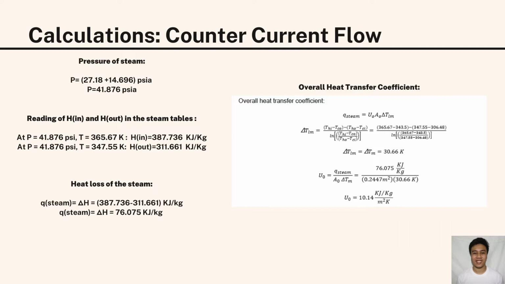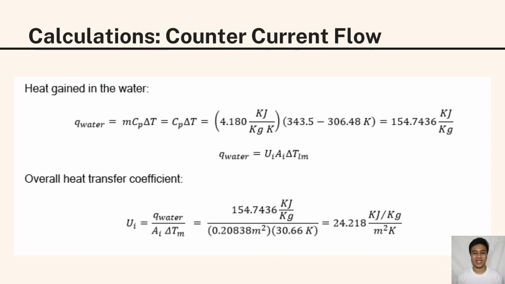And the calculated overall heat transfer coefficient for the counterflow heat exchanger is 10.14 kilojoules per kilogram per square meter Kelvin. Continuing the calculation for the counterflow heat exchanger values, now we are going to calculate the heat gain of water using the formula Q equals mCp delta T, where delta T is equal to the difference of the temperature of the inlet steam and the temperature of the outlet steam.